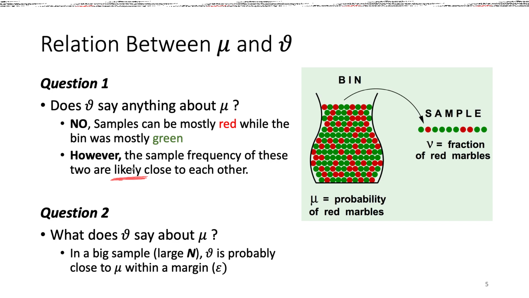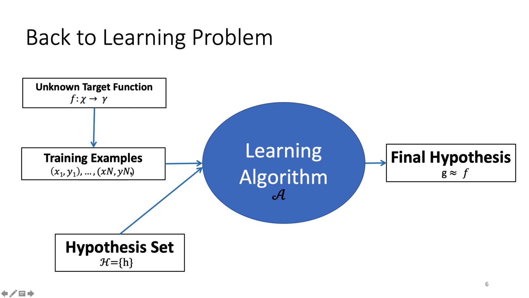Now, let's come back to the good old diagram that we started the course with, the learning problem. So far, what we've been learning was we had a target function we wanted to learn, and this one was unknown, because if it was known, there was no need to use machine learning at all, right? So we had a target function, it was unknown.